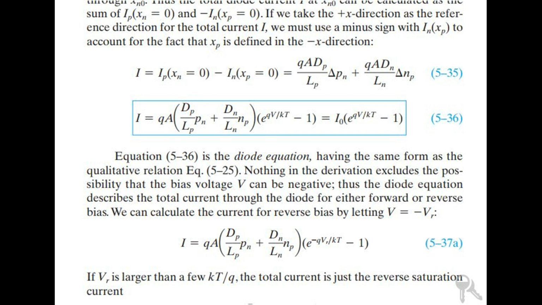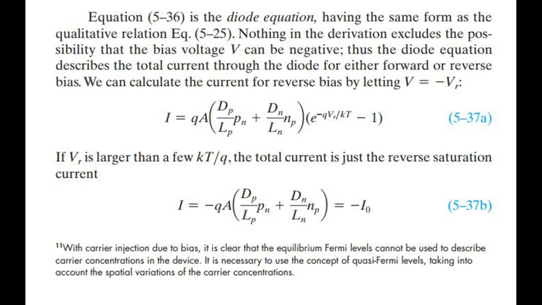Thus the total diode current I at Xn0 can be calculated as the sum of Ip at Xn equals 0 and In at Xp equals 0. If we take the plus X direction as the reference direction for the total current I, we must use a minus sign with In at Xp to account for the fact that Xp is defined in the minus X direction. Equation 5.36 is the diode equation, having the same form as the qualitative relation Eq. 5.25.